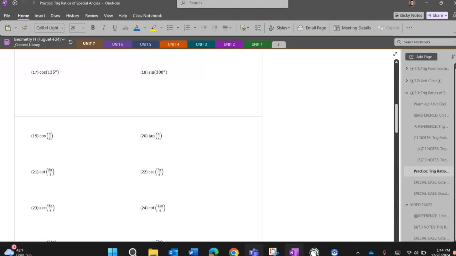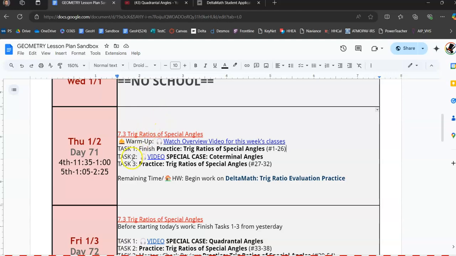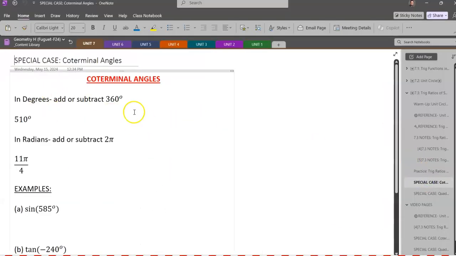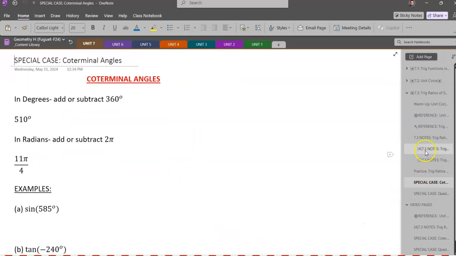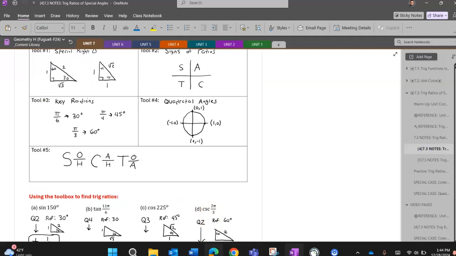From there, after you are finished that, then we're going to move on to some special cases. And so the first of those special cases, we are going to talk about coterminal angles. And what you'll need for that is this note sheet here called coterminal angles. There will eventually be a video link right there where my mouse is. I'll be recording that video very shortly. And we'll go through those examples as well as some of the examples back on our notes, which we'll talk about here in just a few moments.